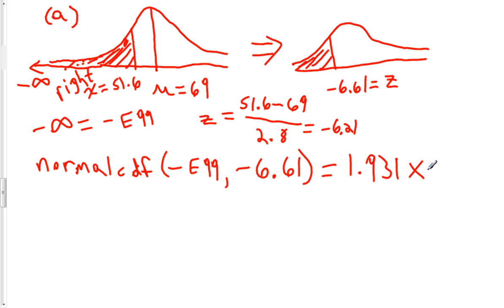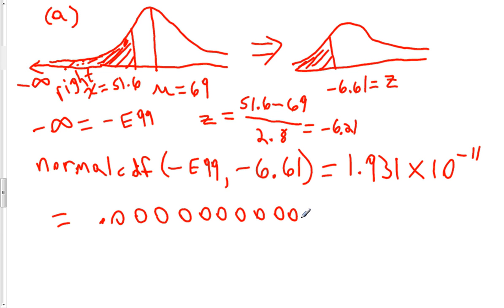1.931 times 10 to the negative 11th power, which is basically a decimal point, 10 zeros, and then 1.931. So that's a decimal point, 1, 2, 3, 4, 5, 6, 7, 8, 9, 10, and then 1, 9, 3, 1. So this is an extremely small probability, or an extremely small percentage of men who would be able to fit through the doorway without having to duck down.